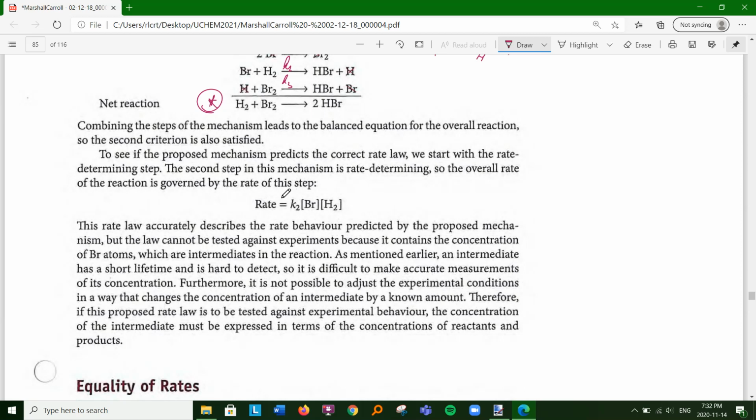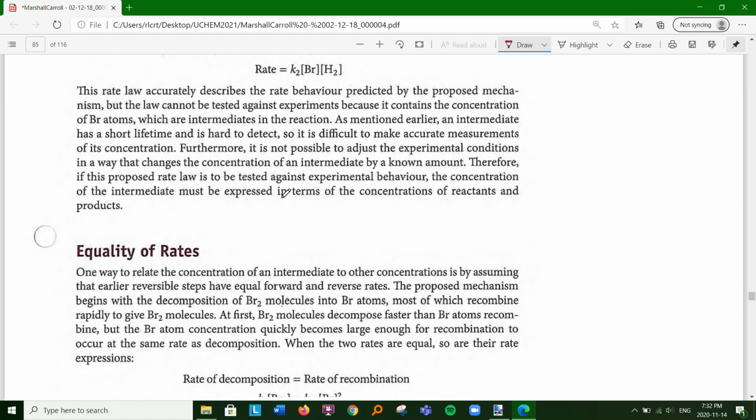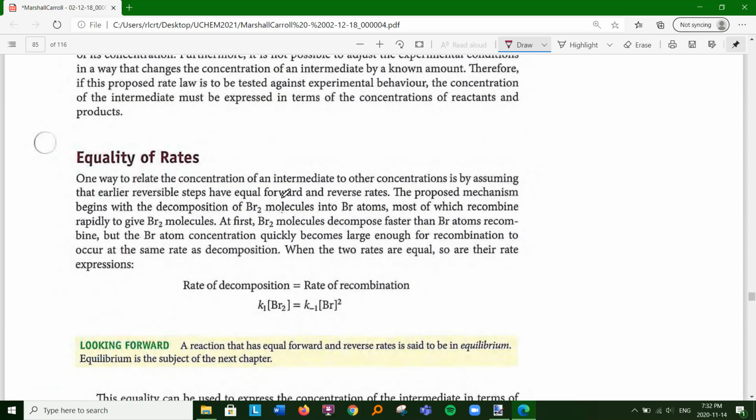So we have to do something here. And what we do is this. We know that the first step, or the combined step 1 and step 2, really are as if a dynamic equilibrium exists. So Br2 molecules decompose, but then the Br atom concentration quickly becomes large enough to recombine to go back to Br2. So we have this equality, which is teasing again the whole concept of equilibrium.